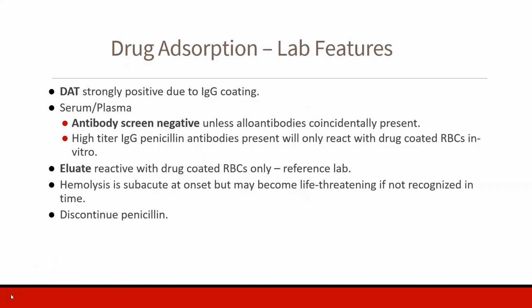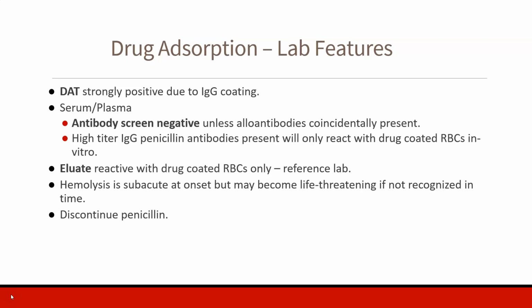So how do you work this up? The DAT is strongly positive due to IgG coating the cells. In the serum or plasma, the antibody screen will be negative unless alloantibodies are coincidentally present. High-titer IgG penicillin antibodies present will only react with drug-coated red cells in vitro. The eluate is reactive with drug coated onto RBCs, and this test is available at a reference lab.